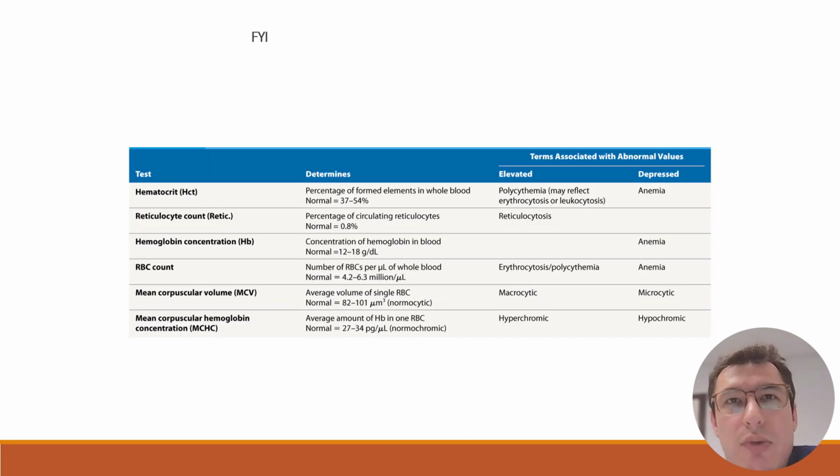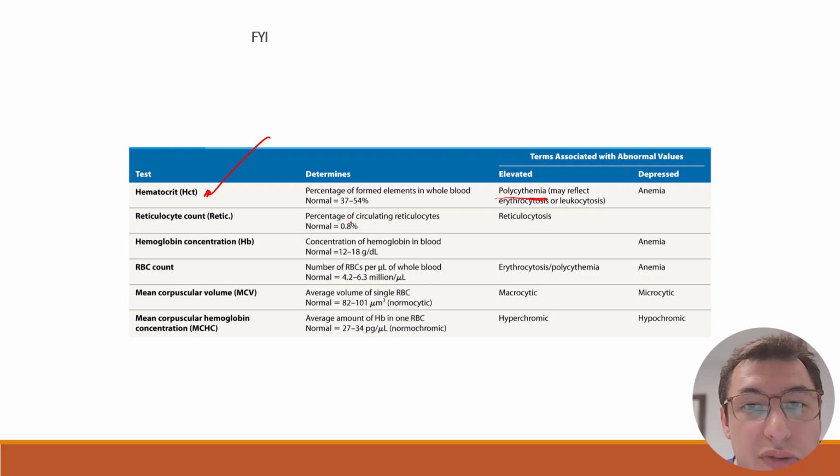We're almost coming to the end of this lecture, and we'll finish the remainder of the slide deck in a different video. So this is just summarizing some of the different tests that we can do clinically to evaluate a patient. Hematocrit, remember, is the percentage of formed elements in whole blood, and the formed elements are mostly red blood cells, at about 50%.